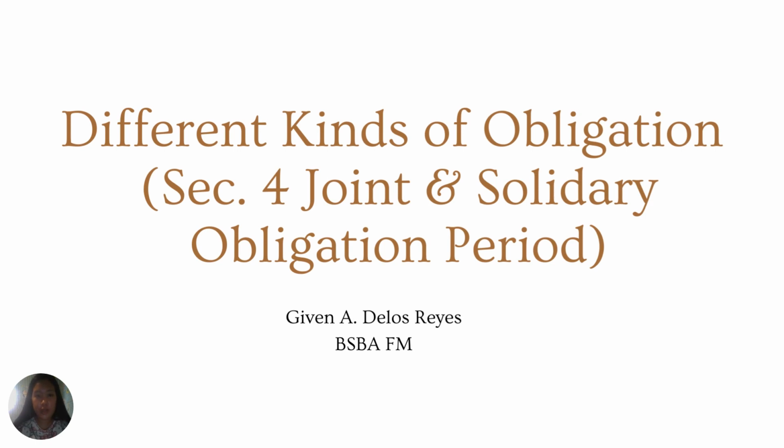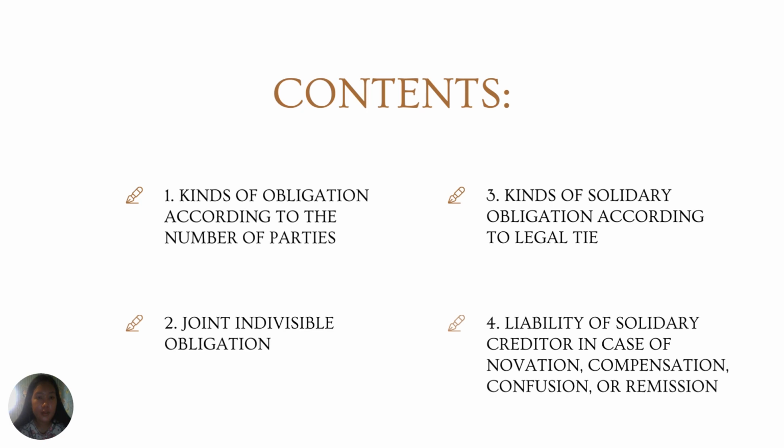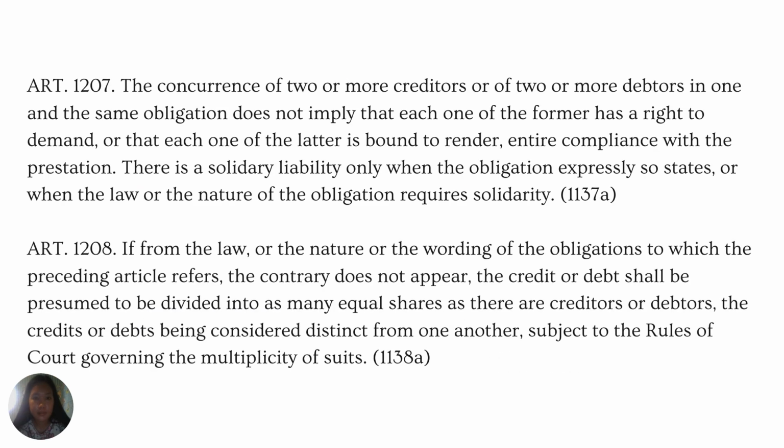So we will focus on section 4, joint and solidary obligation. In this video, we will tackle the kinds of obligation according to the number of parties, the joint indivisible obligation. We will also discuss the kinds of solidary obligation according to legal tie. Fourth is the liability of solidary creditor in case of novation, compensation, confusion, or remission. Okay, let's start.